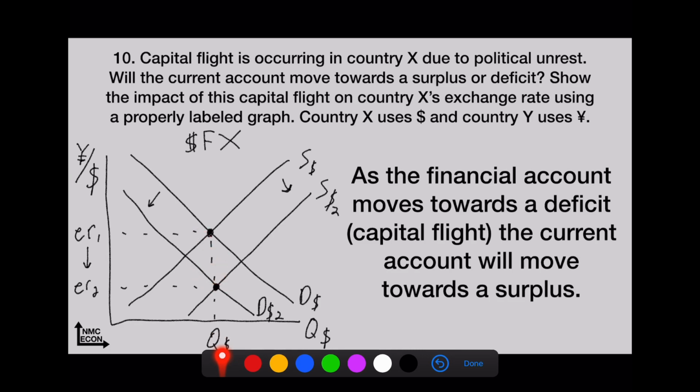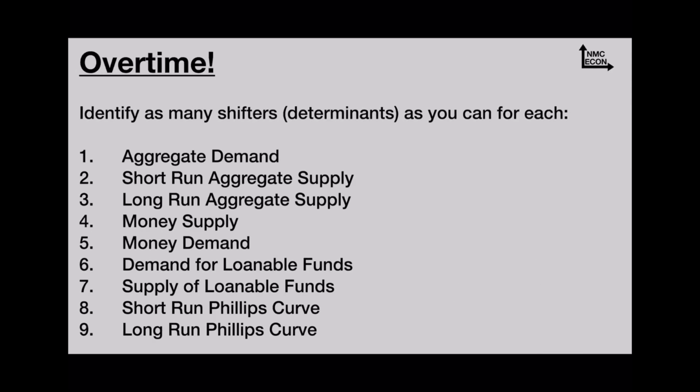Okay. Bonus time, overtime, stick around. This is hard. All right, here it is, overtime. Identify as many shifters or determinants as you can for all 9 of these lines. These are specific parts of the different graphs that you have to do in macro. There's so much interconnectivity and shifting of lines in macro between the graphs and inside the graphs. I think if you can get these, you'll be in great shape. There's probably more than 20. It kind of depends on how you count them. Pause the video, see how many you can list or come up with in your mind out of those 20-ish that actually exist.